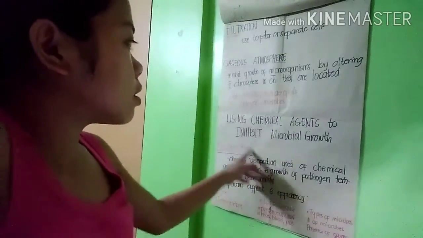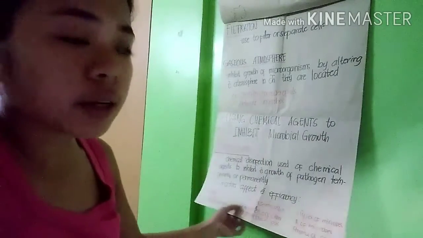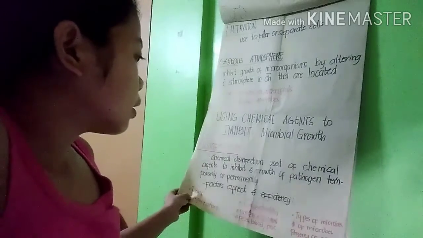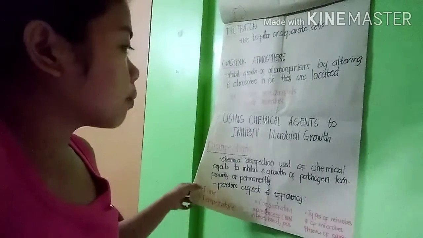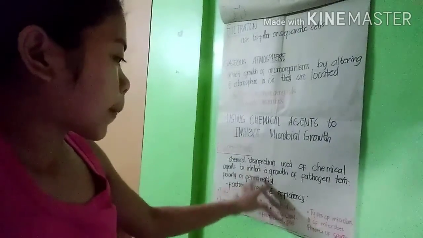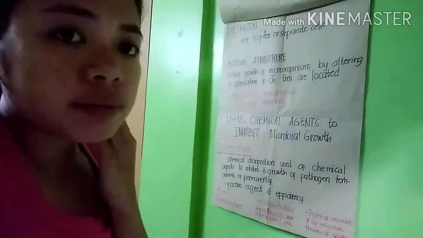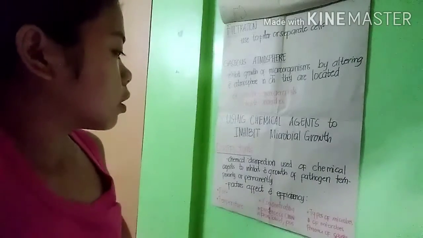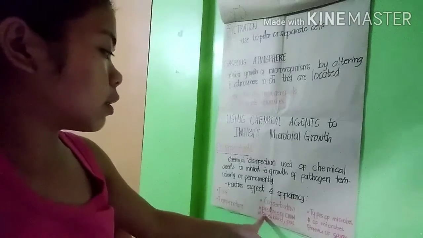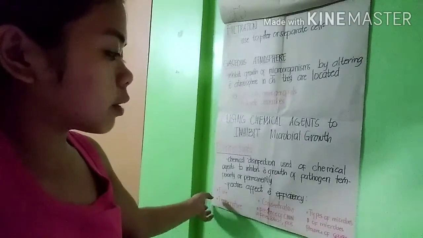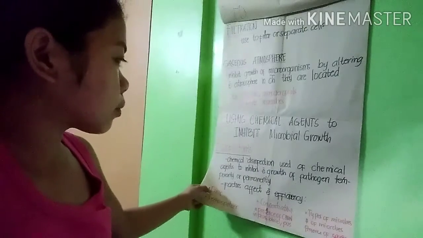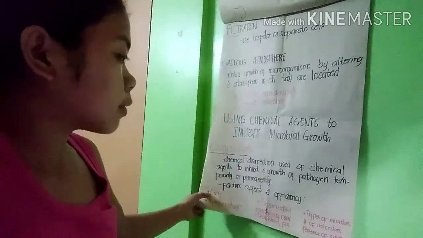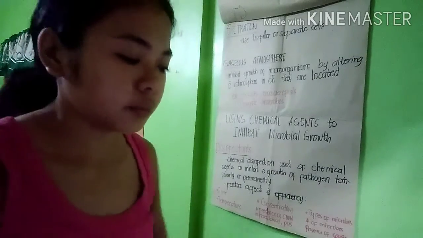Next, using chemical agents to inhibit microorganisms, like the disinfectants earlier. These chemical agents inhibit the growth of microorganisms, either temporarily or permanently. But there are factors that affect their efficiency: time, temperature, concentration, presence of protein in feces, types of microbes, number of microbes, or presence of spores. It is self-explanatory.